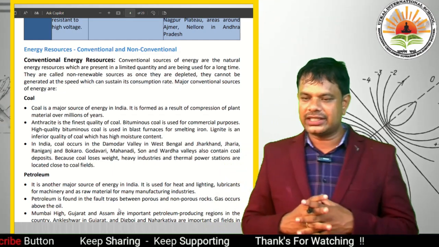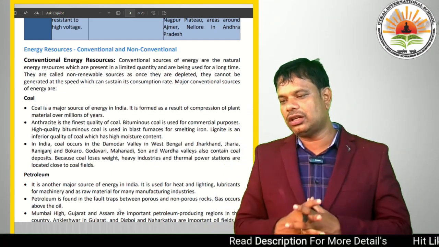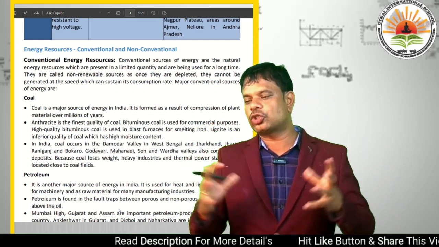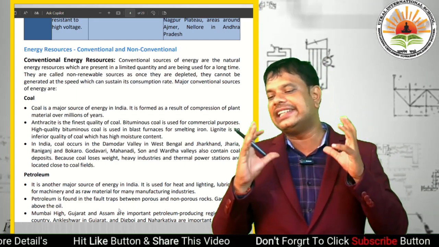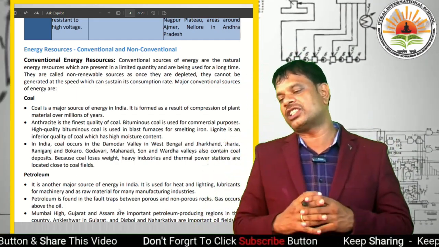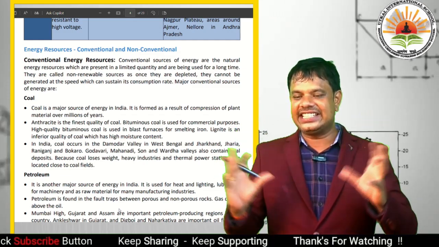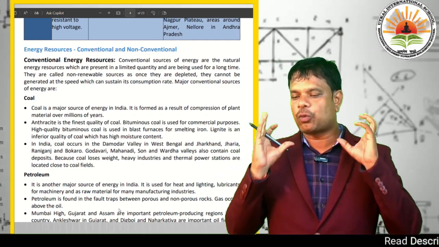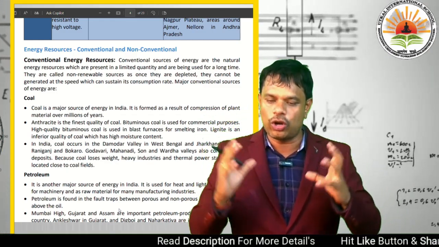And dear students, anthracite is the finest quality of coal. Bituminous coal is used for commercial purposes. High quality bituminous coal is used in blast furnaces for smelting iron, and lignite is an inferior quality of coal which has high moisture content. It is about the coal.